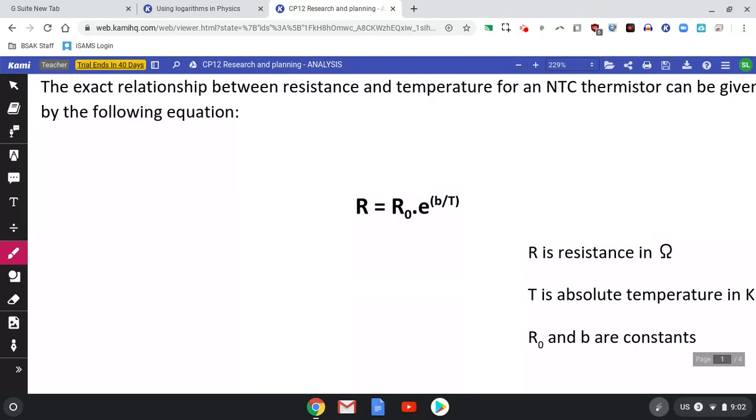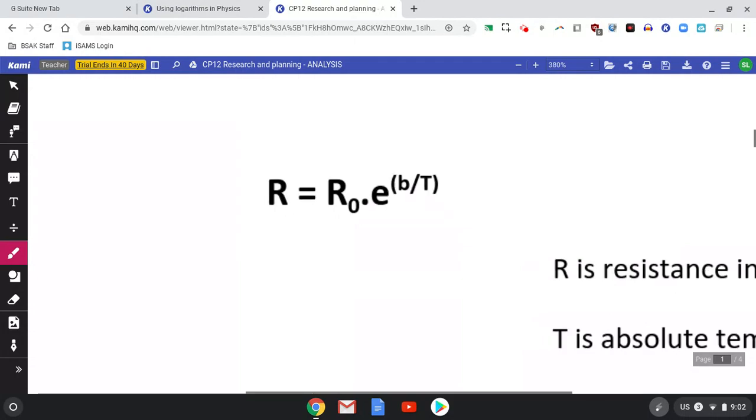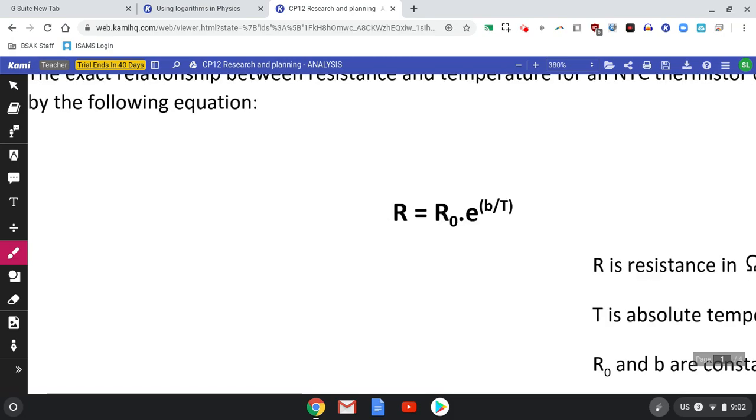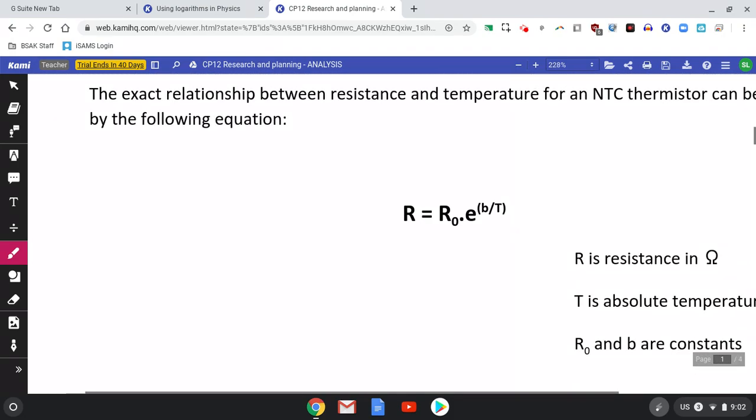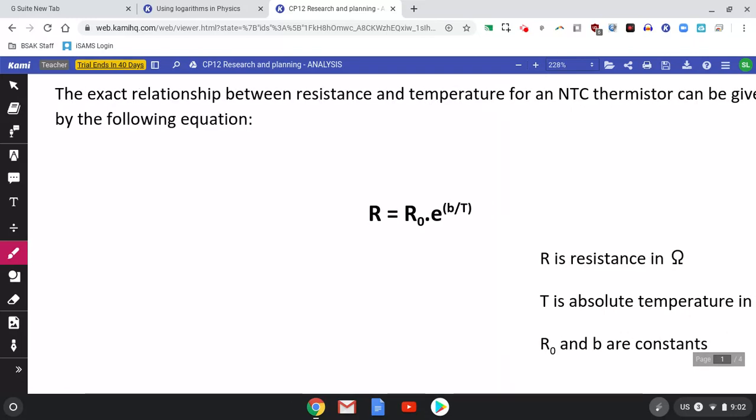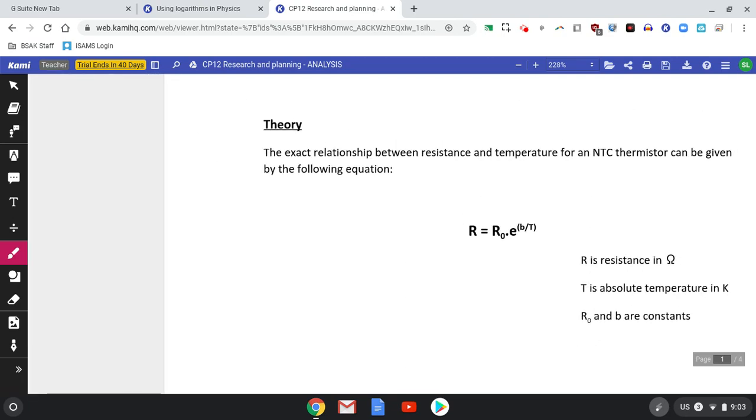Okay, right. This is r equals r naught. This is a constant. Multiply, the dot means multiply by e to the power of b over t. Okay, now we can get that into y equals mx plus c by logging both sides. Now, which base to use? Is it log 10 or is it log e? Well, because we have e in the actual equation, it would make perfect sense, would it not, to go with ln or log to base e. So that's what we're going to do. That's exactly what we're going to do.